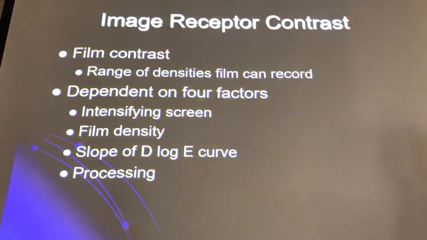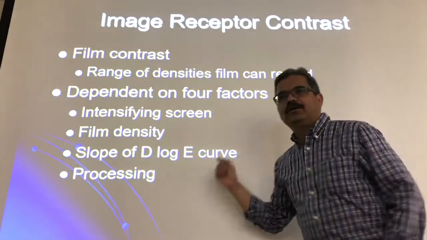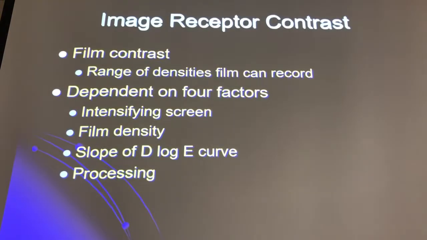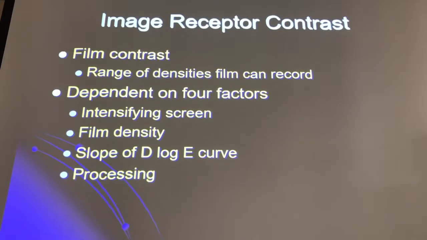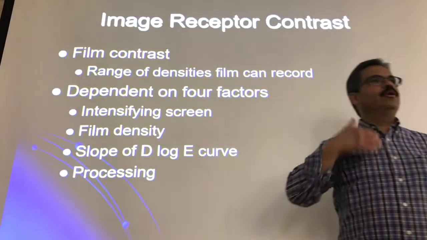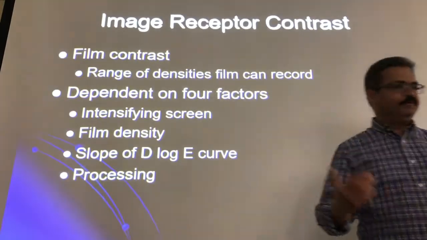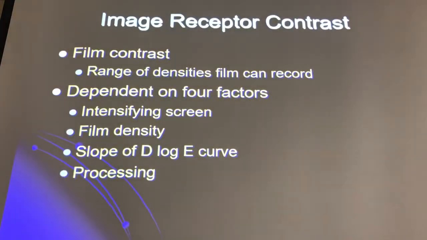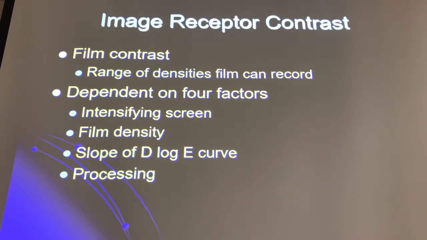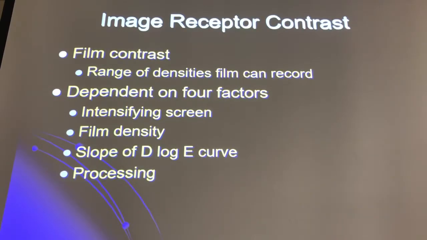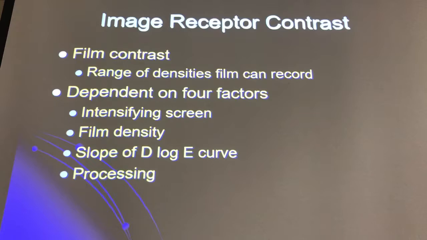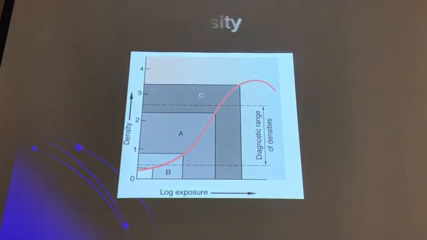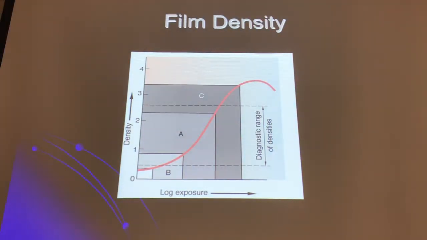The slope of the Log E curve, this is what I explained here. And the processing. How are you processing the image receptor? Are you doing it fast? Doing it slow? Are you doing it under high concentration chemicals? How about the temperature? Are you using high or low temperatures? All right, so here's the film D curve.